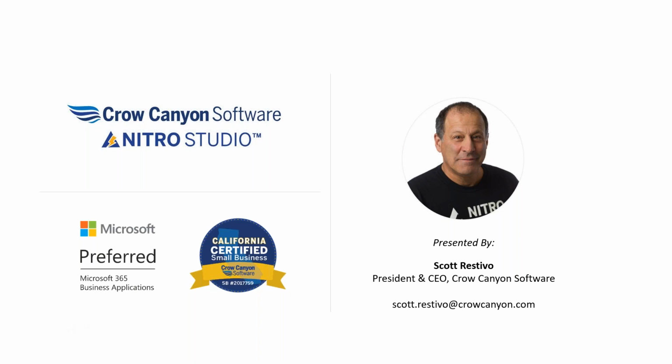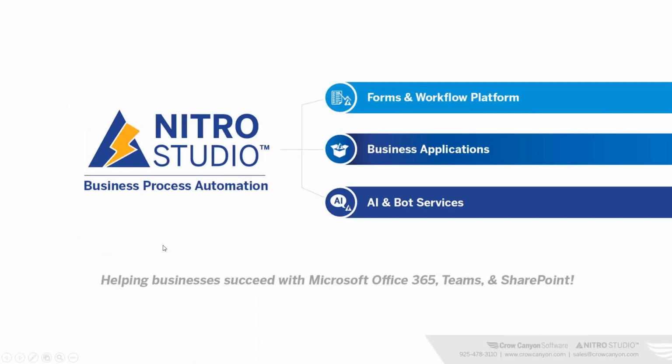So let's go through a little of what Nitro Studio is all about. Nitro Studio is our Crocanis Software specific tool, application, and collaboration platform, you could say, that we built. It's a business process automation platform, and it has 3 basic elements. The forms and workflow platform that some of you are using and are quite familiar with. There are the business applications, which again, some of you are using and are familiar with, in use throughout many organizations. And the AI and bot services, which we'll be focusing on today.